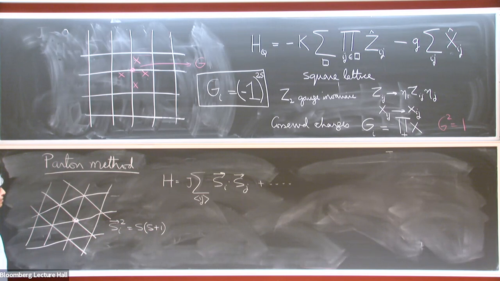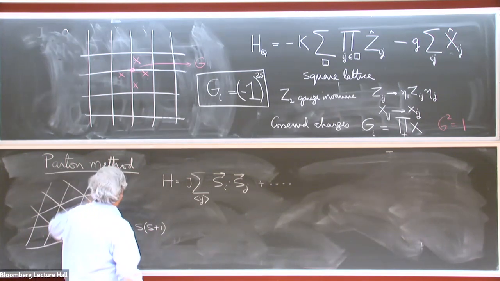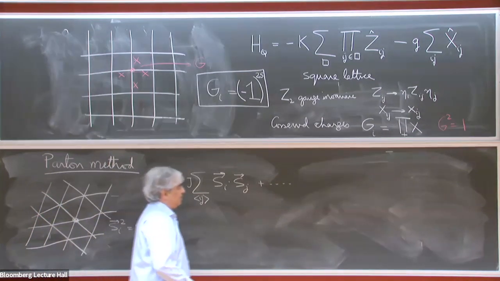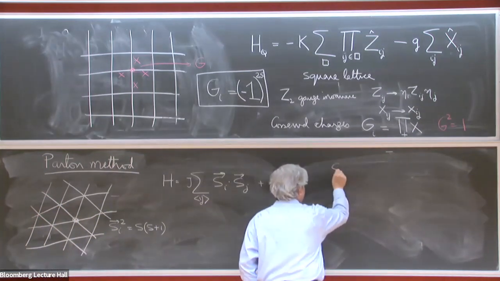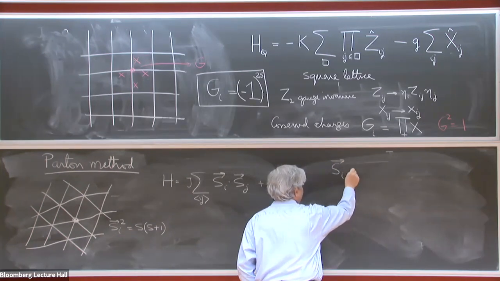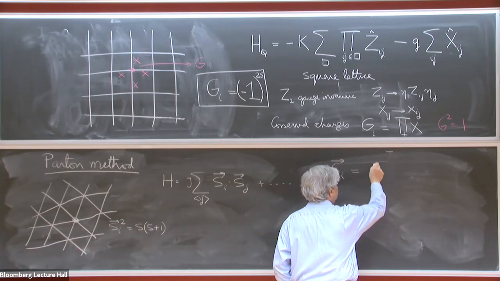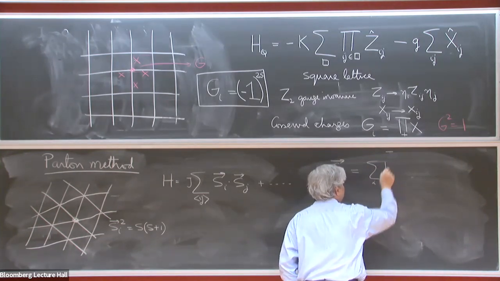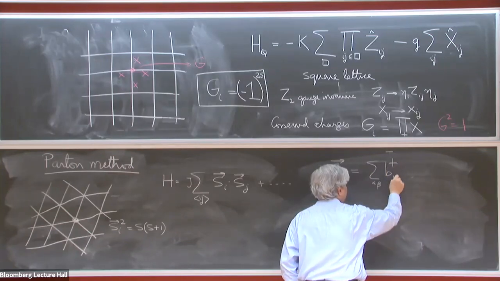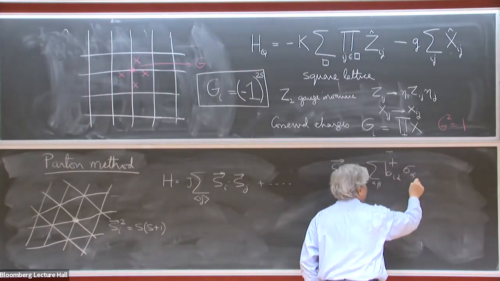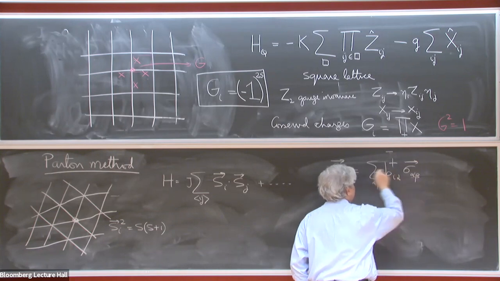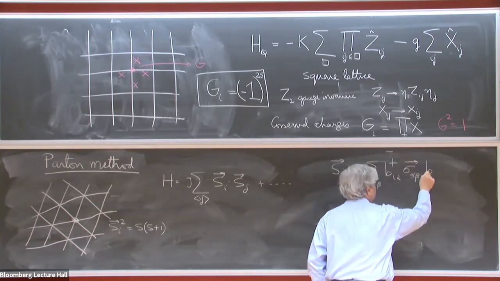Okay. All right, so how do we proceed? Well, we're going to proceed by the parton method. What I'm going to do is take each spin operator on site i and write it in terms of bosons. And these are sometimes called Schwinger bosons. So it's S_i equals one half b dagger_i alpha sigma_alpha beta, these are the Pauli matrices, the ones I have here, b_i beta.